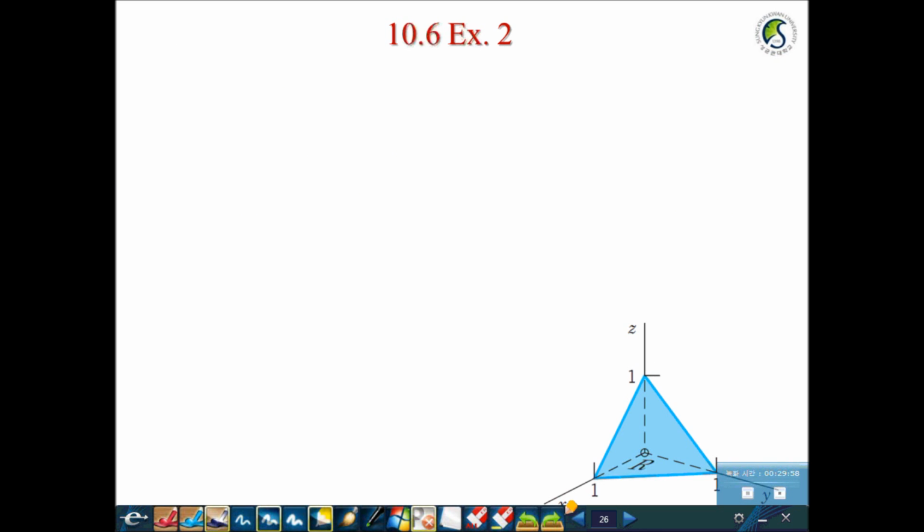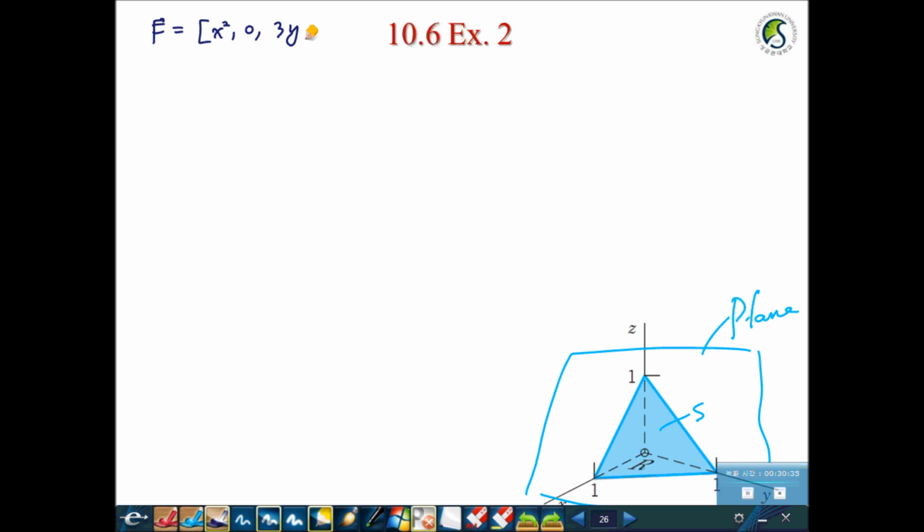All right, example 2. It's a plane surface. It is inclined in the XYZ coordinates, and part of it is shown, from (1, 1, 1). So only part of that is considered to be the surface. This is a plane that's inclined, and that's where we get the surface. The vector field is x squared, 0, 3y squared.